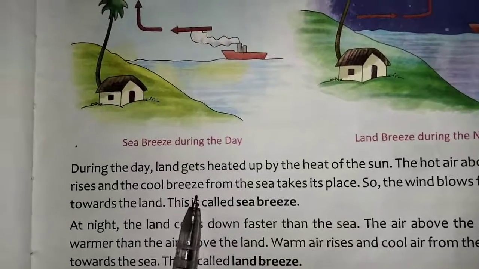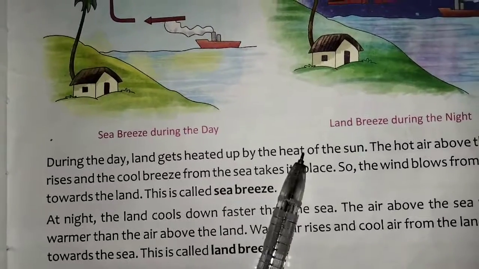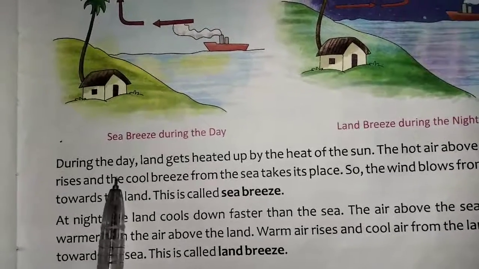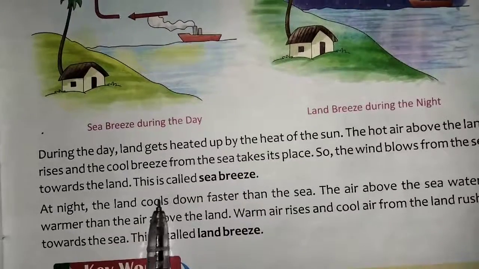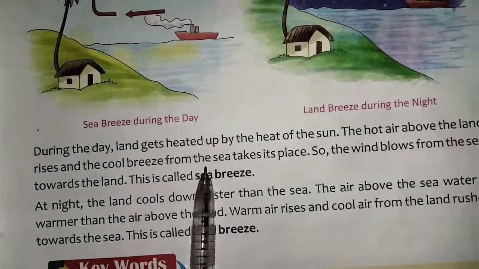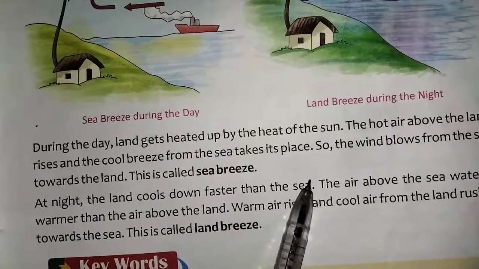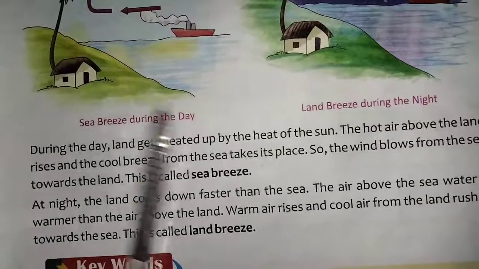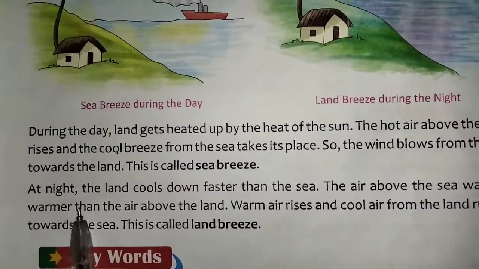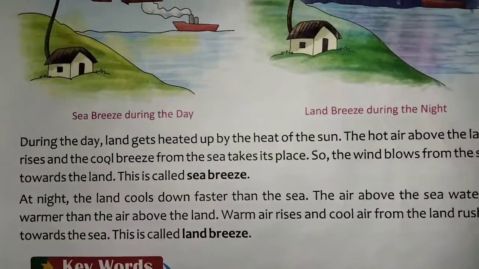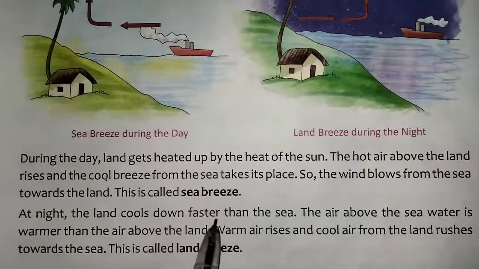During the day, land gets heated up by the heat of the sun. The hot air above the land rises and the cool breeze from the sea takes its place. So the wind blows from the sea towards the land. This is called a sea breeze.